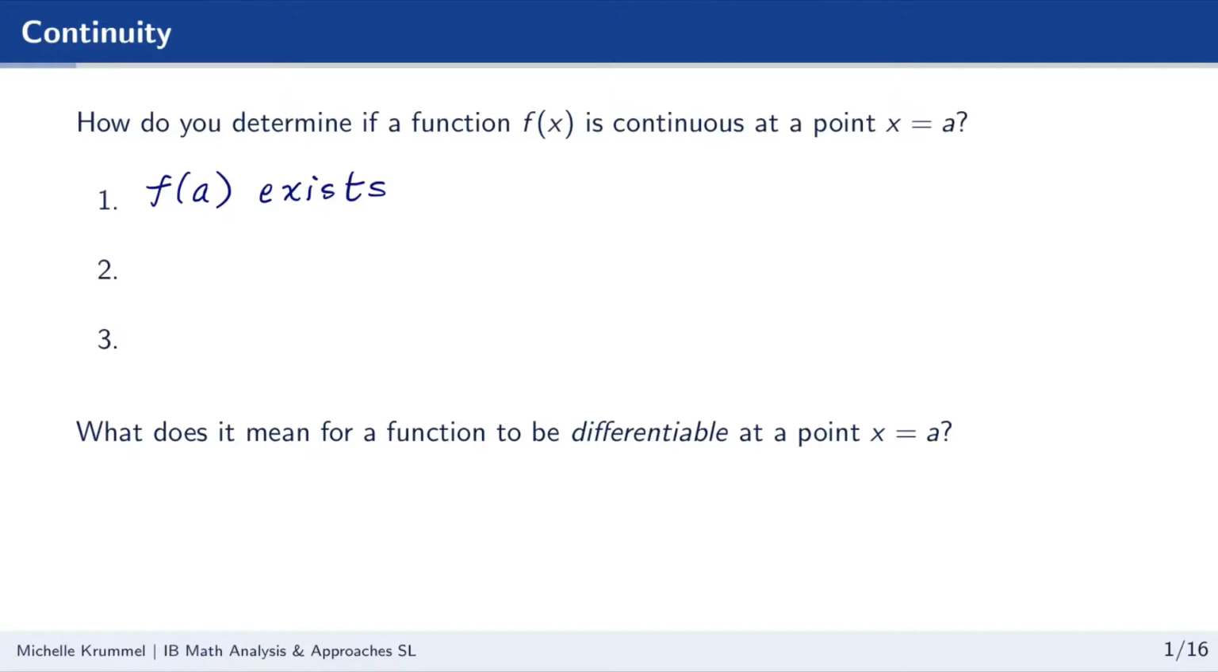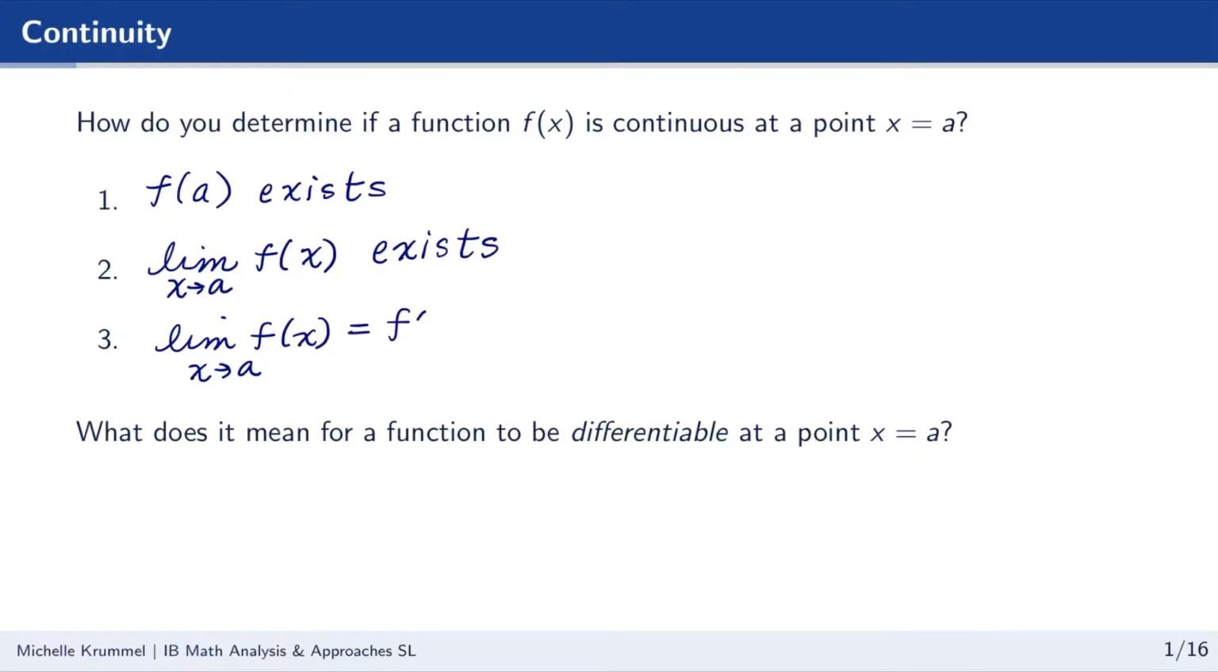Next, we need to have the limit as x approaches a of f of x be defined, or I could say exists. So you could say f of a is defined, or f of a exists, the limit exists, or the limit is defined. Either one is fine. And then the third thing that we need to happen is that the limit of f of x as x approaches a has to equal f of a.